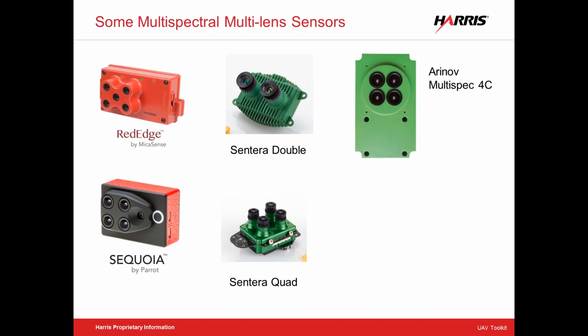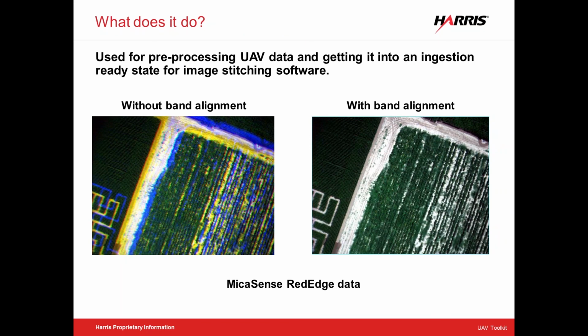To give you a little better example of how this looks with your images, here on the left there's an image without any band alignment. This is the same MicaSense Red Edge data. And on the right, you can see with band alignment. This works by using ENVI's recently patented tie point generation algorithms. They're really world-class algorithms, and they do a great job at finding the correct tie points between your images.